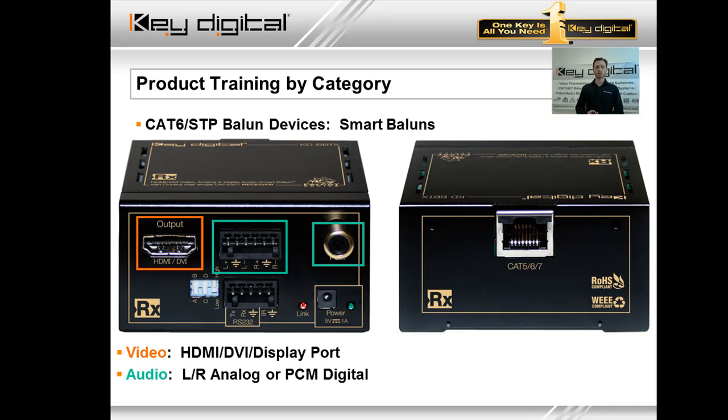HDMI, DVI, DisplayPort on that HDMI connection. Left-right analog or PCM digital audio. Now, again, PCM or analog audio is only available on those external connections that are highlighted in green in the case of a non-HDCP system. We're going to show you the code set, the command that you will issue to the HDMS or HDBT product that will instruct the matrix which outputs are not going to require HDCP and instead can use the balun to extend that external audio as well.